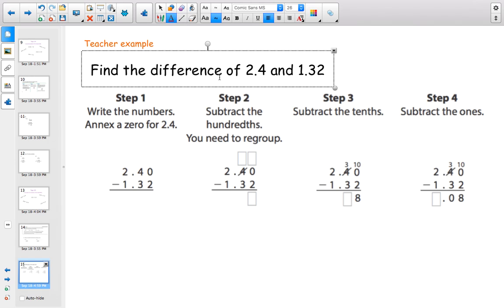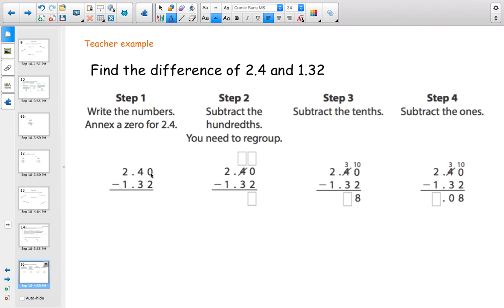Alright, so we're going to find the difference of 2 and 4/10 and 1 and 32/100. Step 1, we have to write the numbers. So we wrote our numbers, we lined up our decimals. Again, that's very important when you're subtracting. We're going to need to annex a 0 right here after the 4 because 2 and 4/10 wouldn't line up evenly with 1 and 32/100. That is an example of when you would have to annex a 0. Now we have the same thing. This number is the same number as 2 and 4/10.